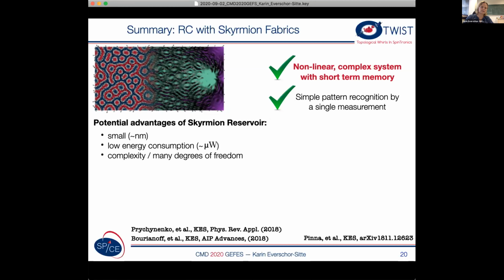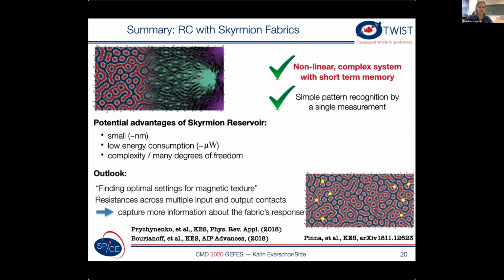What I've shown you so far is that these skyrmions do provide a nonlinear complex system with a short-term memory, and you can do very simple pattern recognition with a single measurement. So what are the potential advantages of a skyrmion reservoir? First of all, it can be rather small. The energy consumption is on the microwatt level, and we have very high complexity. Scaling up the degrees of freedom is not that hard. The outlook is, of course, finding the optimal settings for the magnetic textures and having more than these two contacts, which also requires different code, and then capturing more information about the fabric's response.